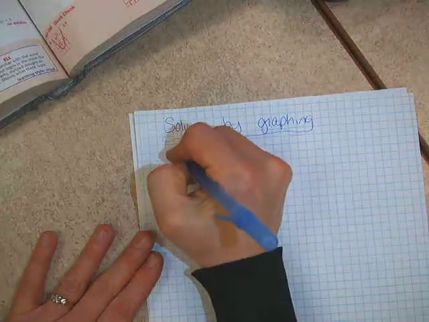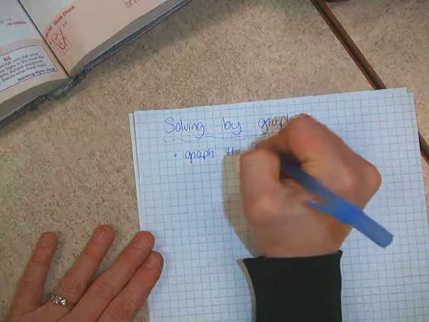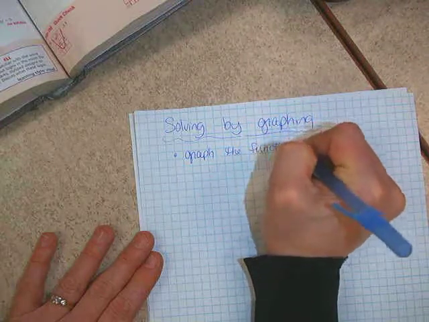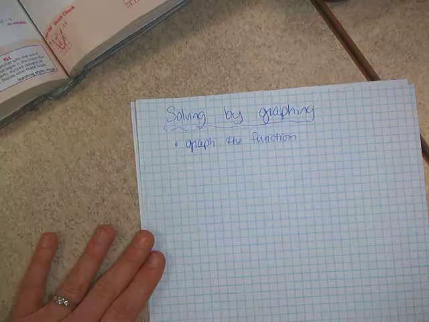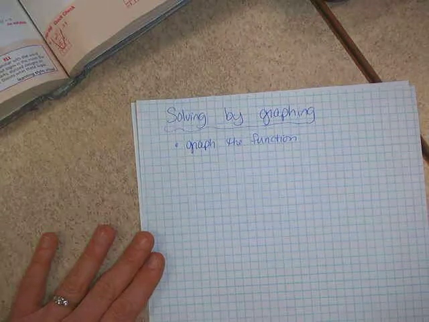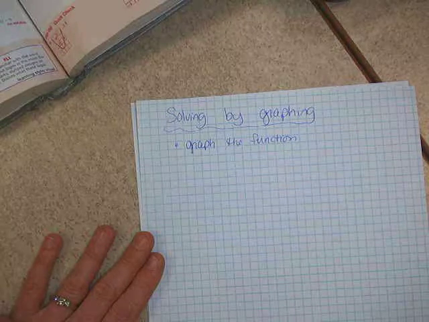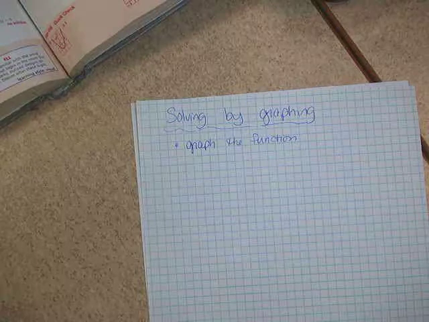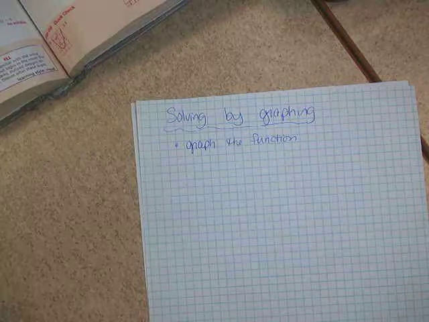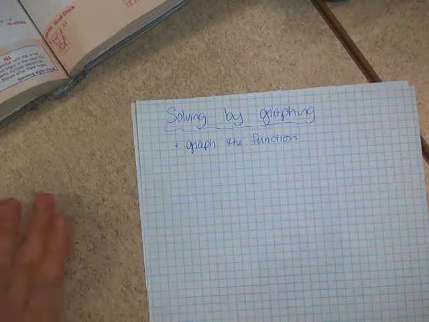This is the first method out of a few that you're going to learn for solving. First step is we're going to graph the function. And I would not do graphing if there's a b involved, because there are going to be other methods that you can use. And when we graph, it's kind of like looking for the solution to a system of equations.